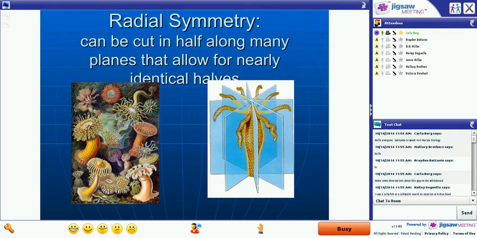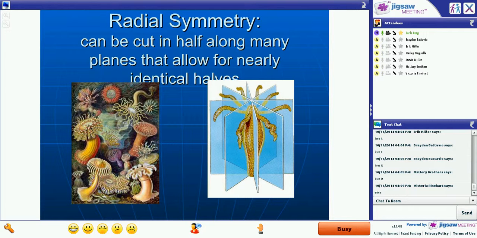The second type of symmetry is called radial symmetry. Radial symmetry means that the organism can be cut in half along many different planes that allows for nearly identical halves. If you look at the sea anemone on the right-hand side, each of those mirrors is supposed to be a plane. You can see that sea anemone can be divided into lots of equal halves. You can divide it straight up and down. You can divide it right and left. You can divide it at 45-degree angles. And you're going to get equal halves. That is called radial symmetry.